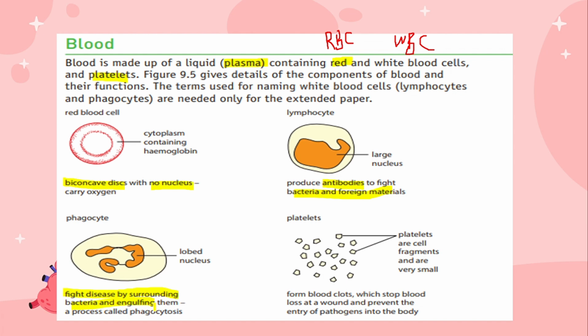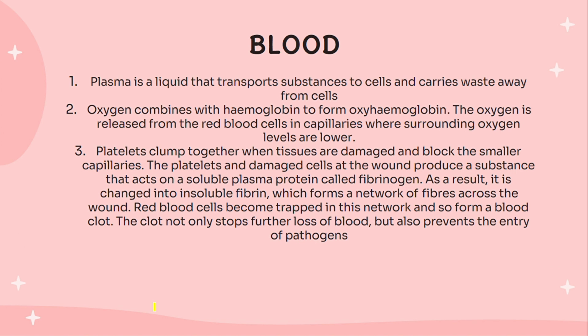Lastly, platelets. Platelets are related to the blood clotting process. Okay? Now, the blood plasma is a liquid that transports substances to cells and carries waste away. Oxygen combines with hemoglobin to form oxyhemoglobin. The oxygen is released from the red blood cells in capillaries where surrounding oxygen levels are lower. So mainly the red blood cells carry the oxygen.